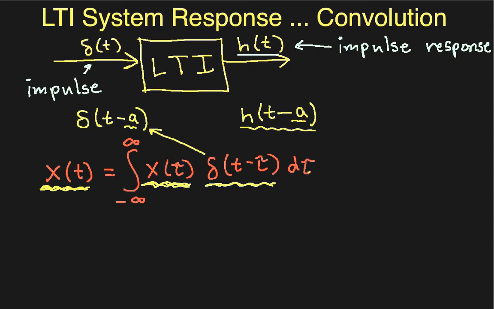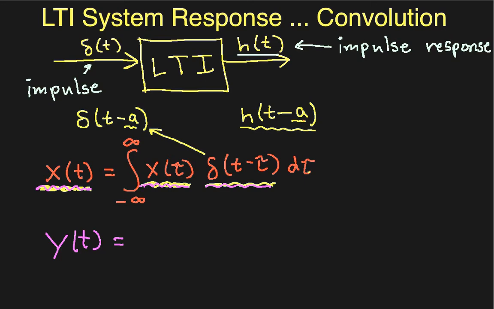Okay, so the idea then is that because I have a linear system, if I have an input, again, this is the input. This is the input to my system, and this input is essentially the sum of a bunch of things that are x of tau times delta of t minus tau. Then the output is going to be essentially the sum of the outputs I would get in response to these inputs.